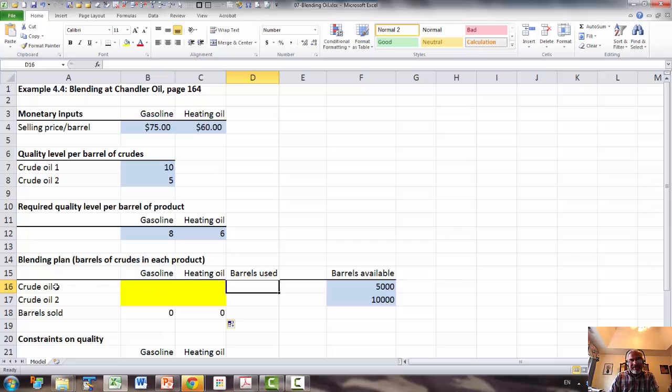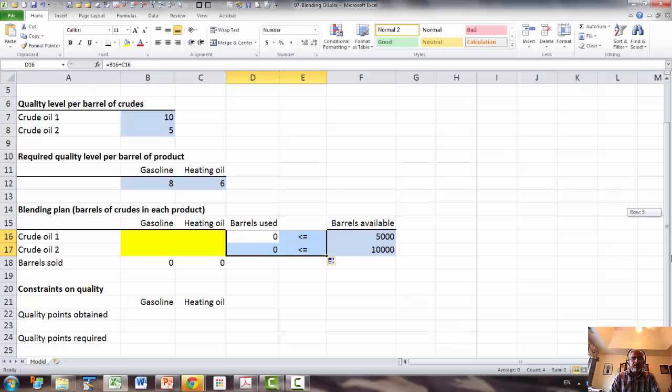And if you add this way, that will tell us how many barrels of crude oil 1 will be used in total. Crude oil used for gasoline plus the same crude oil used for heating oil, and that should be less than or equal to how many barrels are available.